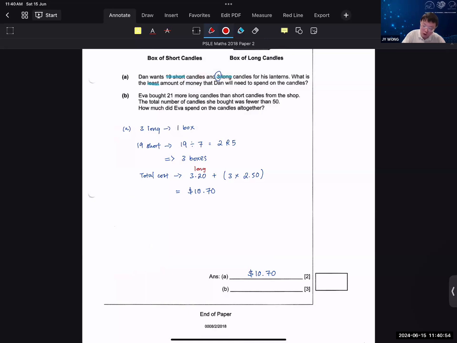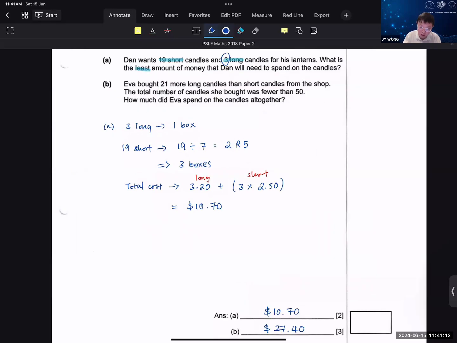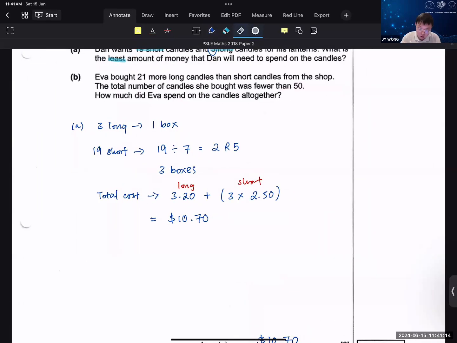So this is your long candles, this is your short candles. Now, part B is $27.40. What's that weird approximate sign? Is the 2R5 and what's that error? Part B.